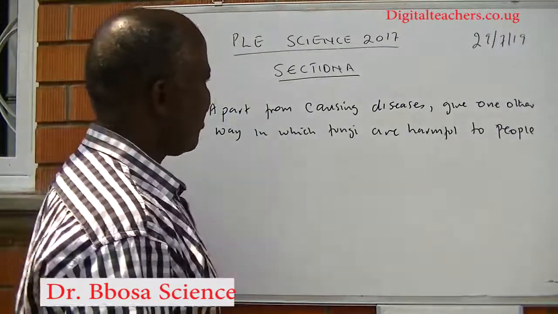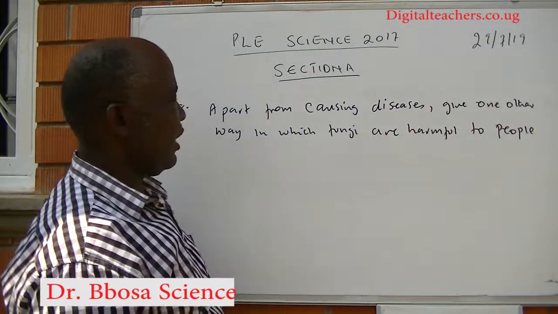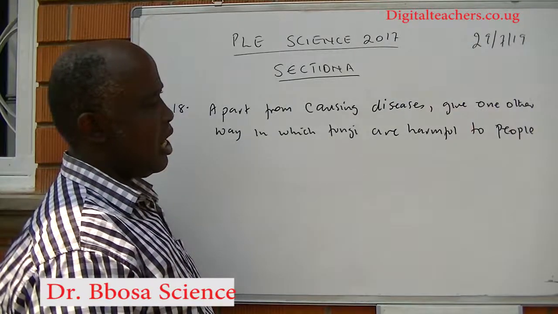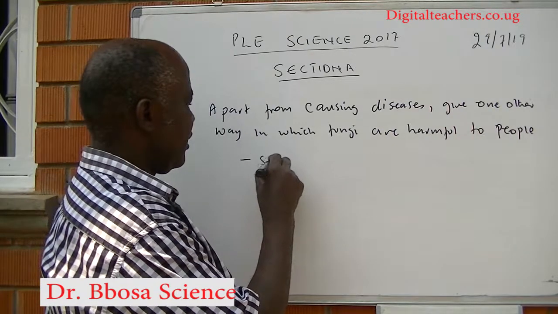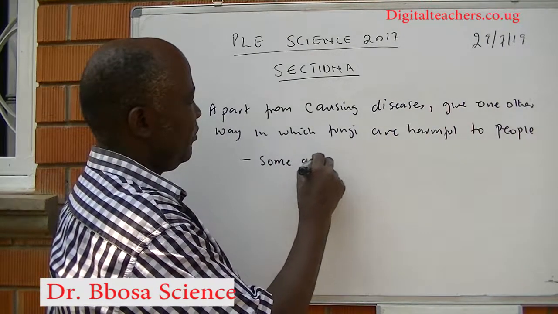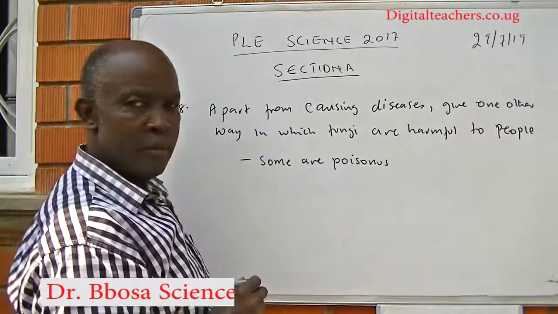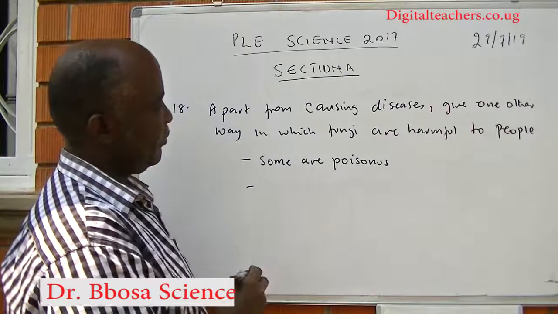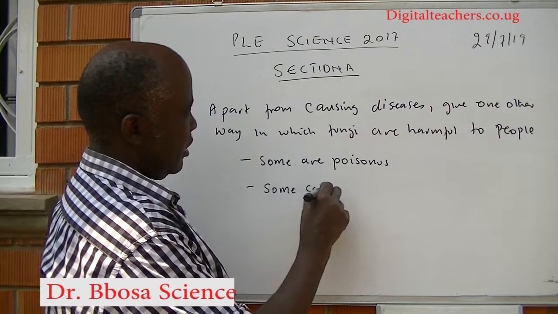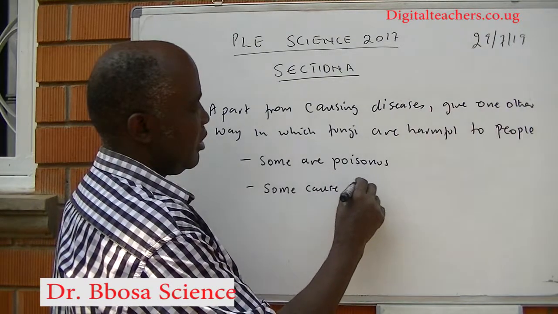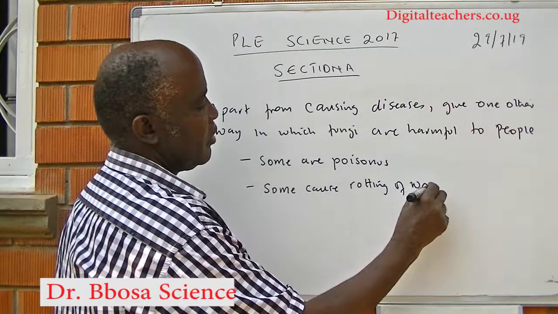Number 18, apart from causing diseases, give one other way in which fungi are harmful to people. Some are poisonous, and some cause rotting of wounds.